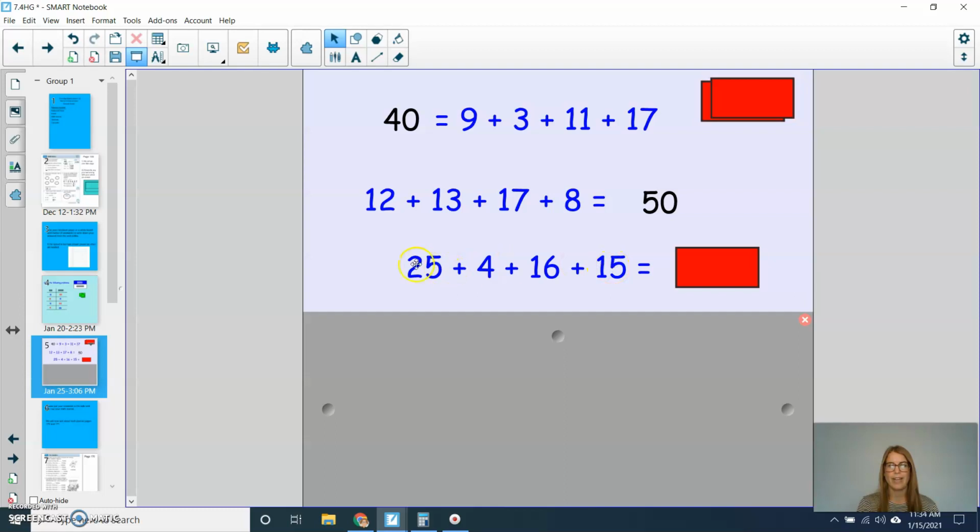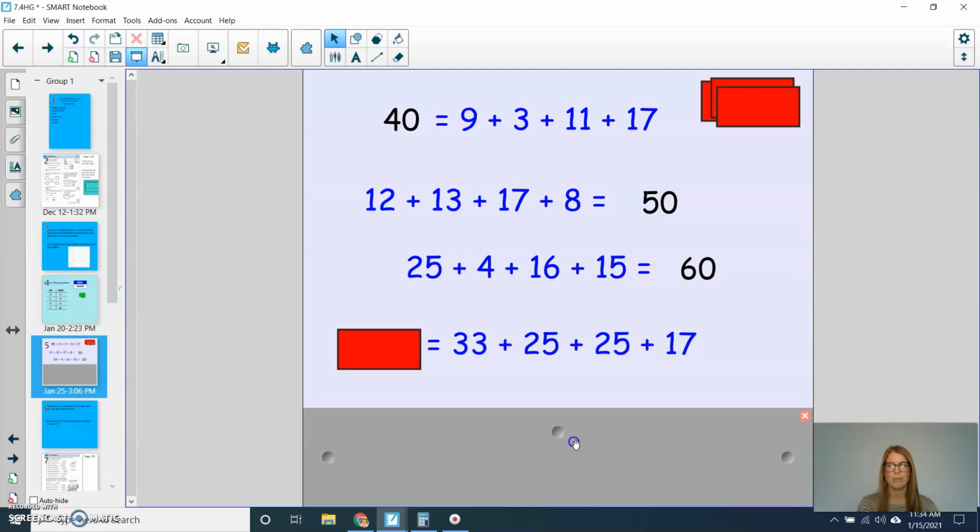So for this one, if I have 25 and I'm adding 15 more, well, 5 plus 25 would bring me to 30, plus another 10 would bring me to 40. And then if I have 4 plus 16, I know that's 20, giving me a total of 60. We'll try one more today. We have 33 plus 25 plus 25 plus 17. Press pause and play when you're ready to check.